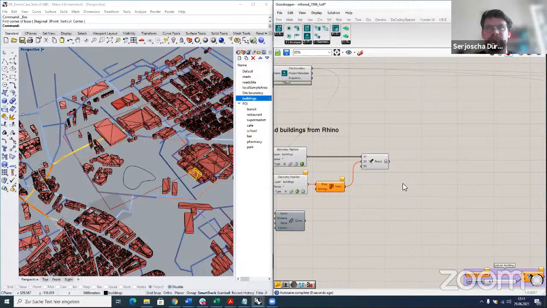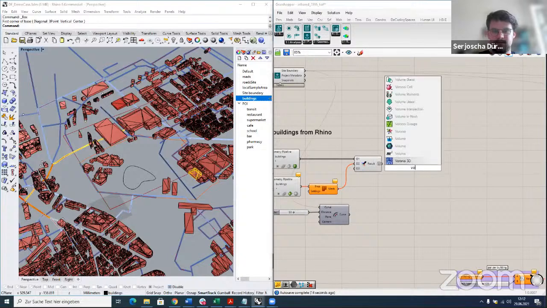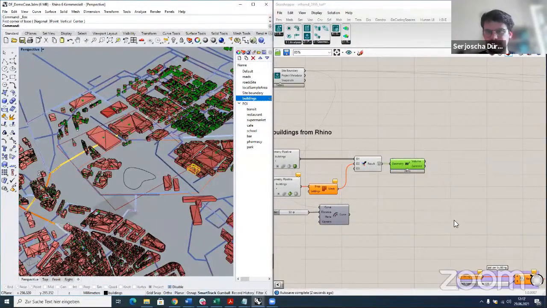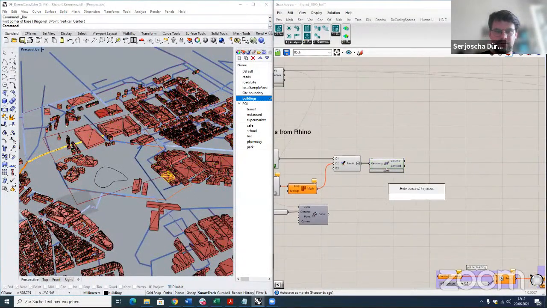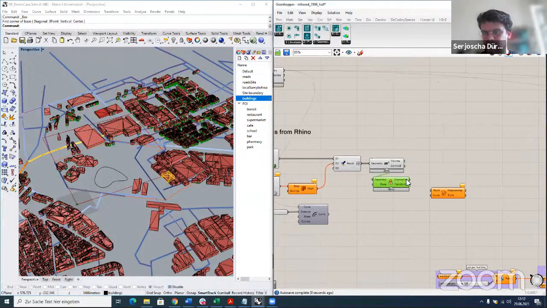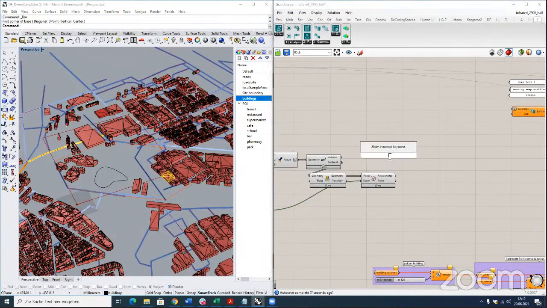And then I think the fastest way to do that is to take the volume, we might also need it later. So I take a volume that also gives us the centroid of the buildings. And then I can take a point and curve component here. Just make sure that the centroid points are projected to the ground. And now this component checks whether the central points of the buildings are within our analysis area.